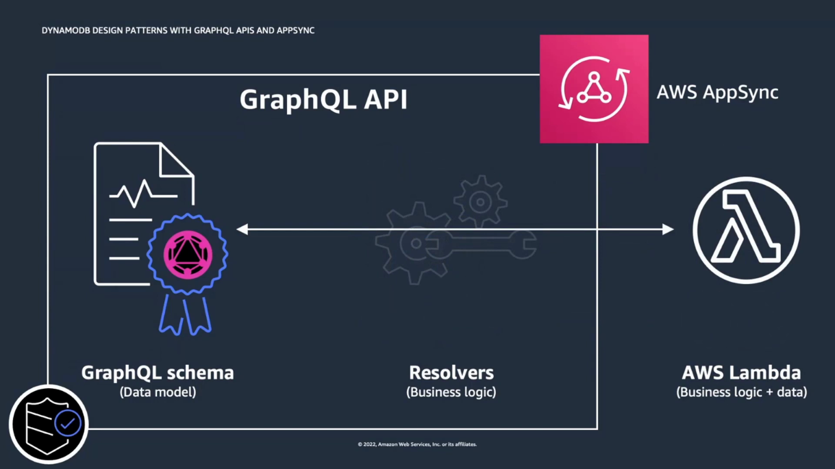We can also use what we call direct Lambda resolvers. So if you want to just skip the resolver on the AWS AppSync side, you can write your entire business logic in an AWS Lambda function. So you don't have to write any resolvers. You just connect your Lambda function, and your Lambda function now becomes responsible for implementing the business logic and providing the data. So this is another way that you can use AWS AppSync to interact with your data sources.